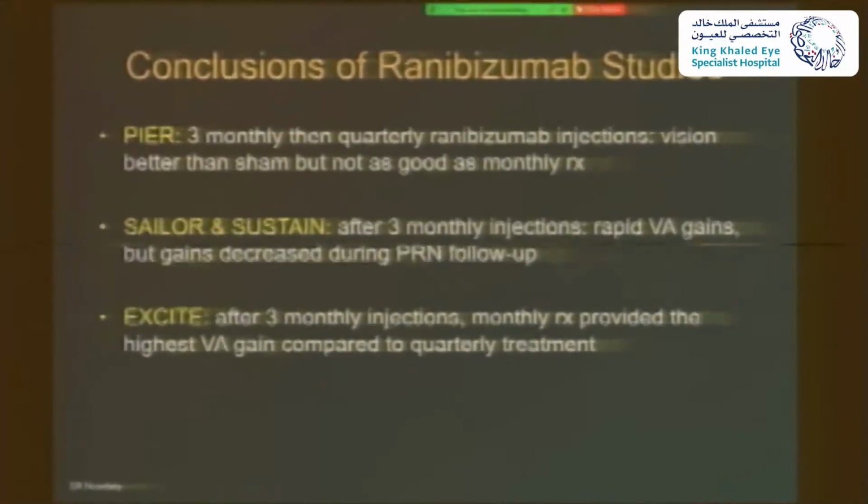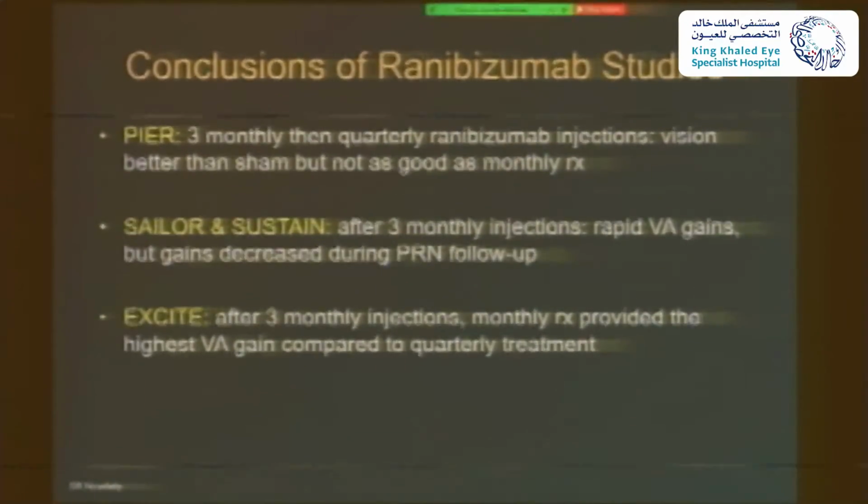Here are some conclusions that are important from these ranibizumab trials. The PIER study. In the PIER study, the patients received 3 monthly injections, one injection every month, and then after that, it was on a PRN basis. And of course, the vision was better than no treatment. Sham was no treatment, okay? But of course, not as good as the ANCHOR and the MARINA studies in which patients received regular, not PRN, dosing.